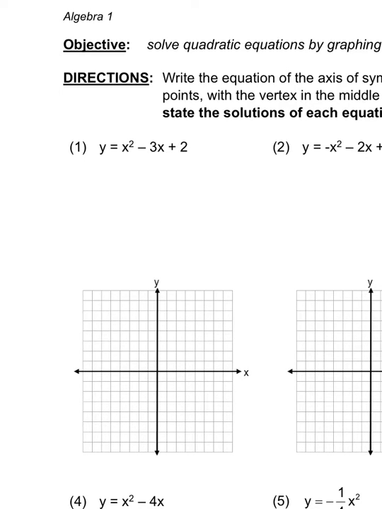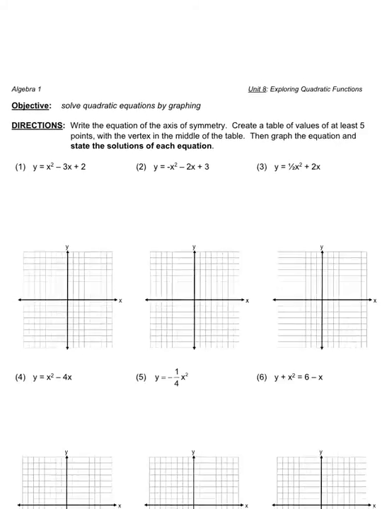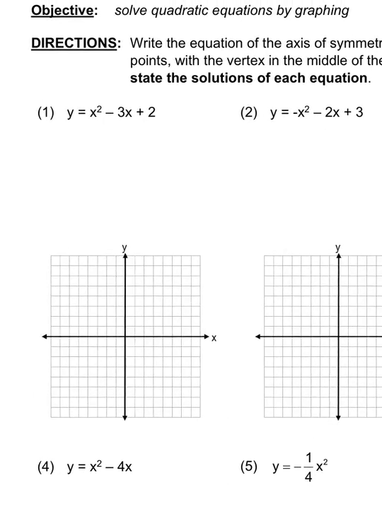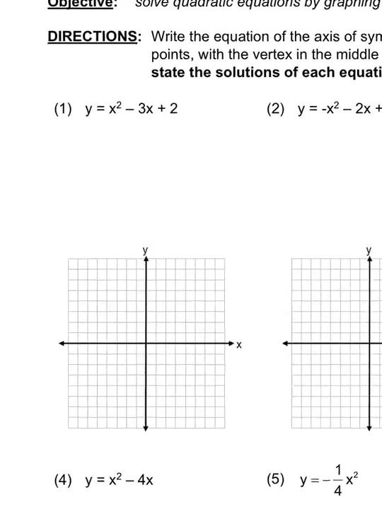All right. So the directions: create a table of values, axis of symmetry, come up with a vertex, with the vertex in the middle of the table. That's an important component, following directions. I mean, that's the obvious thing, but putting the vertex in the middle of your table, right? Then graph the equation and state the solutions of each equation. So basically, everything that we were talking about yesterday.